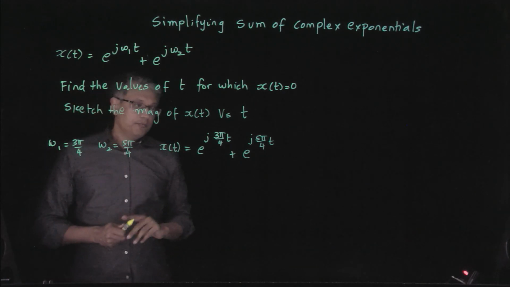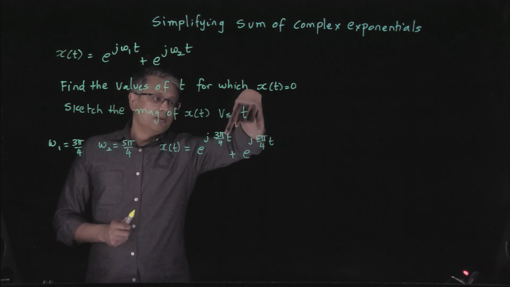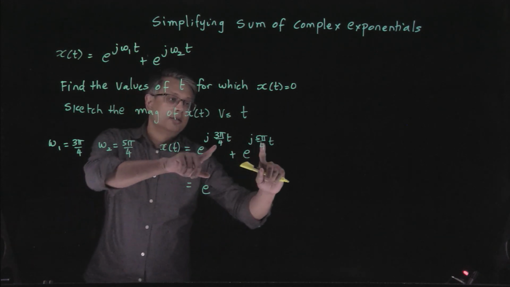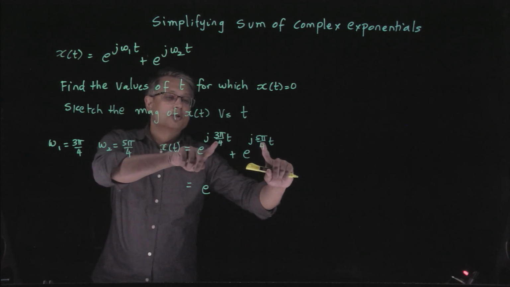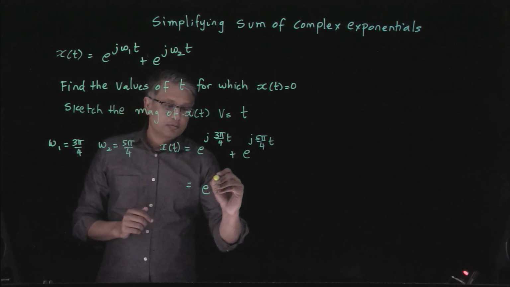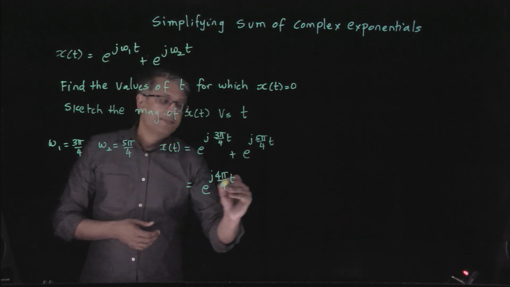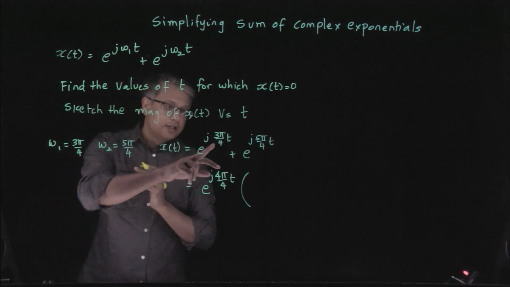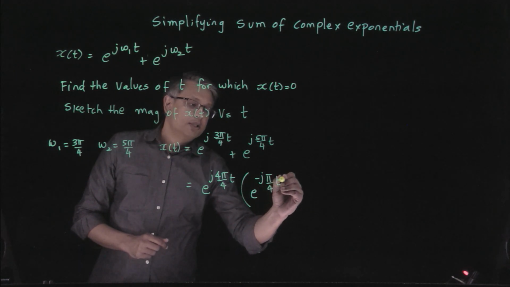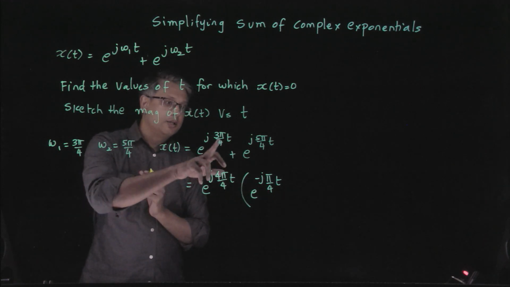So the trick is to factor out an exponential signal whose frequency is the average of these two. So what I mean by that is, suppose I factor the average of these two exponents out. So what's the average of 3 pi over 4 and 5 pi over 4? Well, that's 4 pi over 4, right? So we have e to the j 4 pi over 4 t. And notice that I can write the first term as e to the negative j pi over 4 times t. So 4 pi over 4 minus pi over 4, together it's going to give you 3 pi over 4.